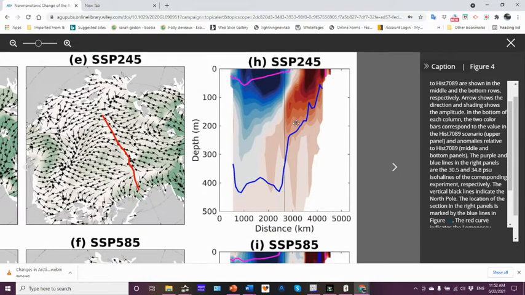So what's going on here? Why is this more saline? What's the split here? What you're looking at here is the North Atlantic water intrusion.